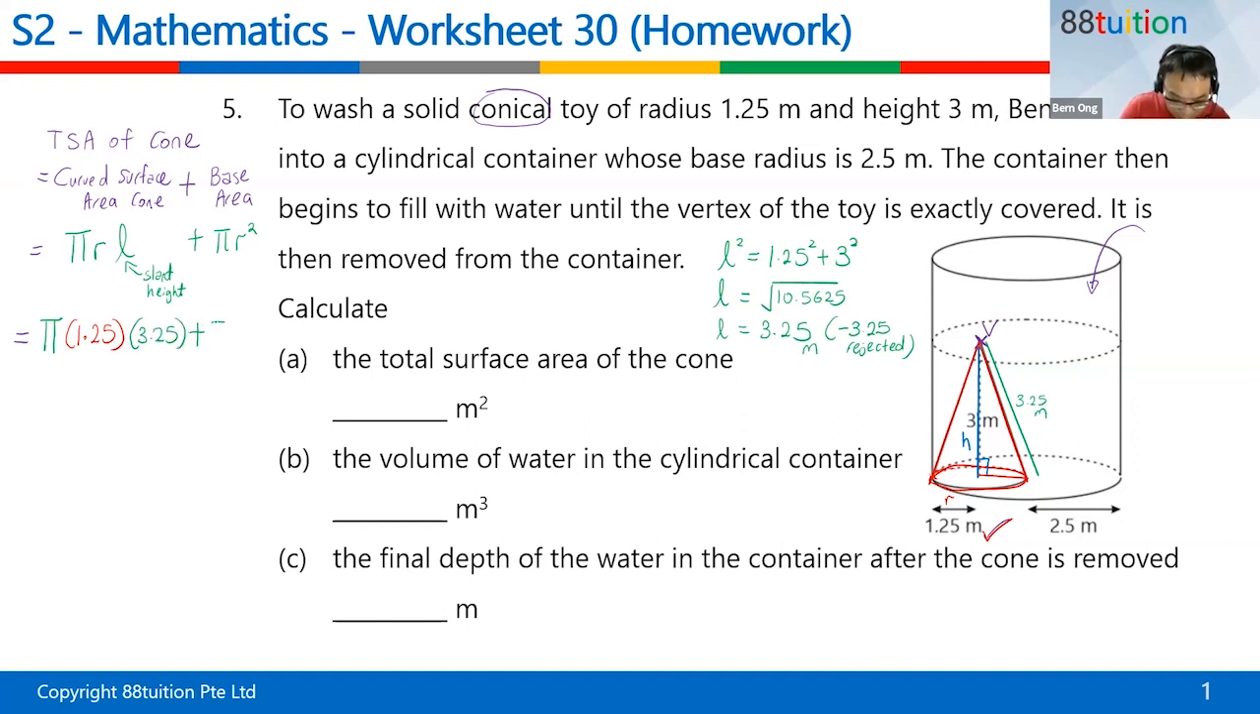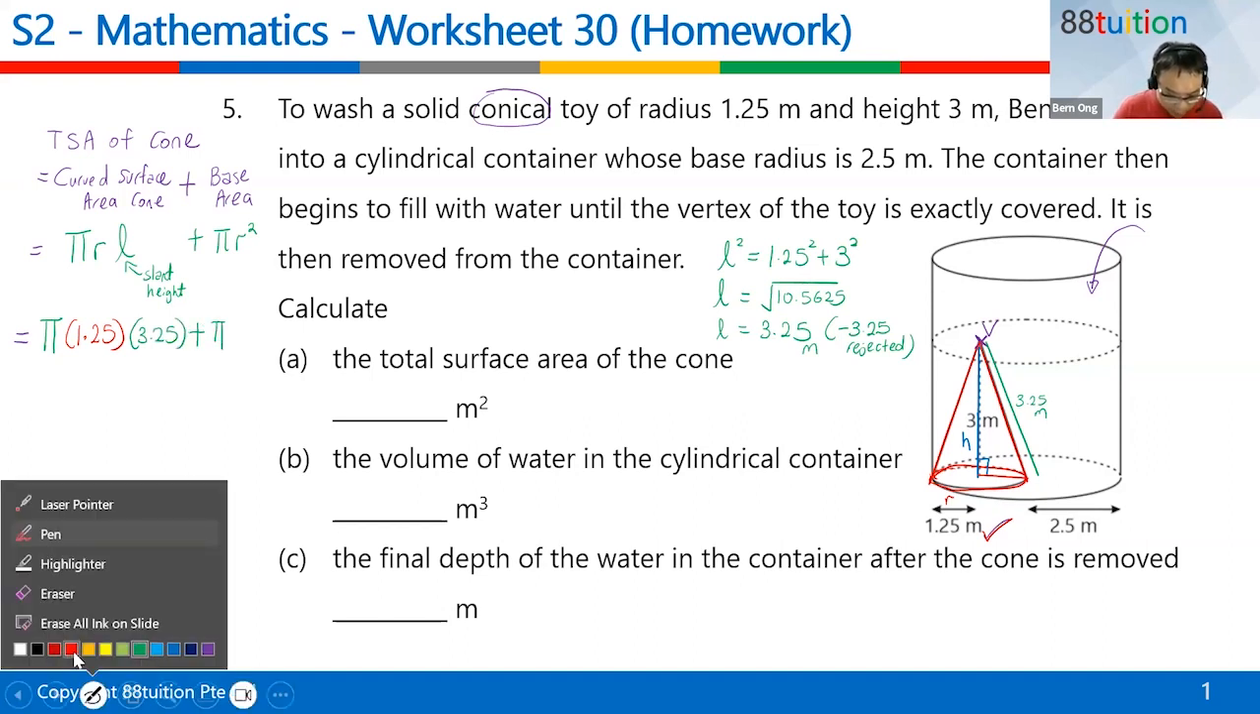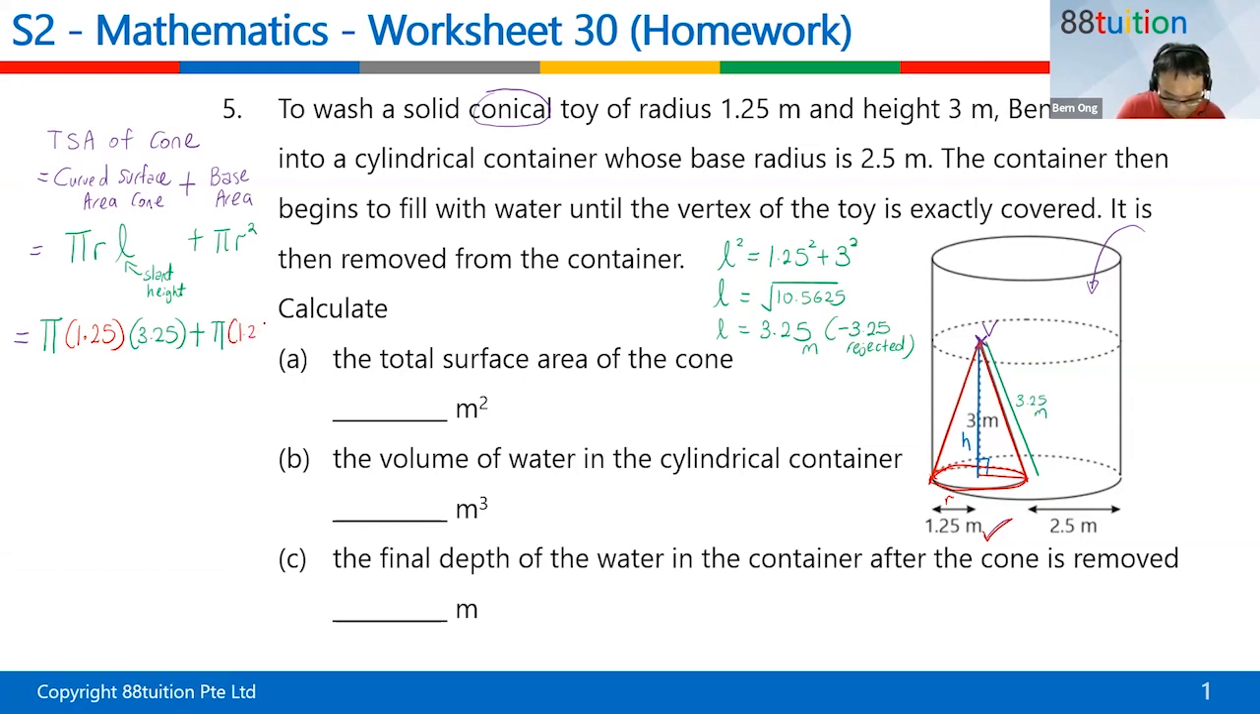What is the pi? Use your calculator's pi. What is the radius? Radius of the cone is 1.25 squared. And what do you do, children? Just press your calculator from left to right: 1.25 times pi times 3.25 plus pi times 1.25 squared. And the answer will come out as 17.671458.